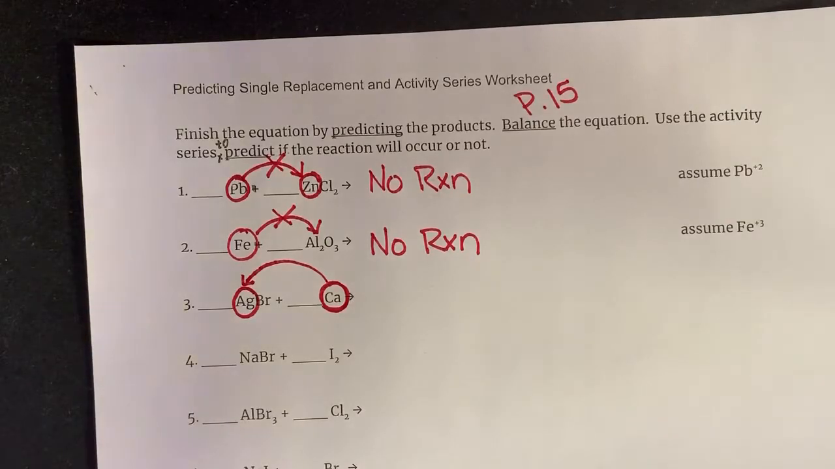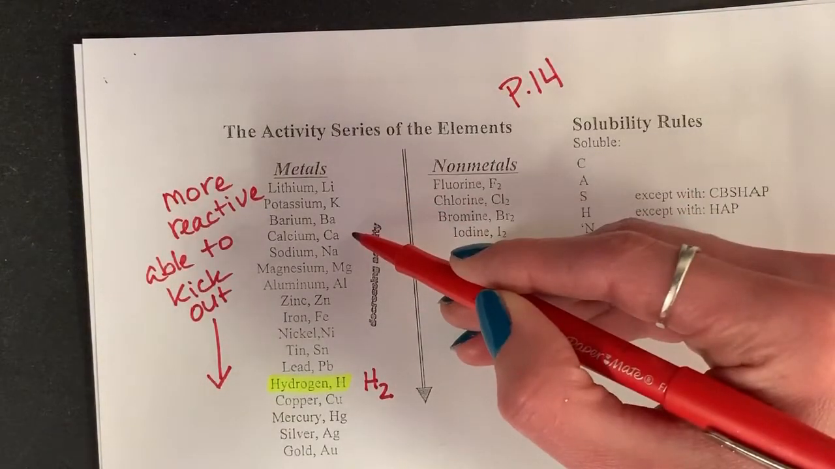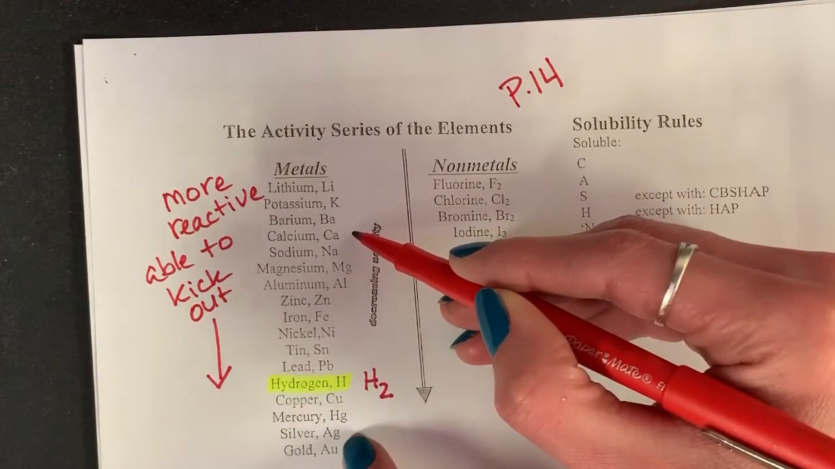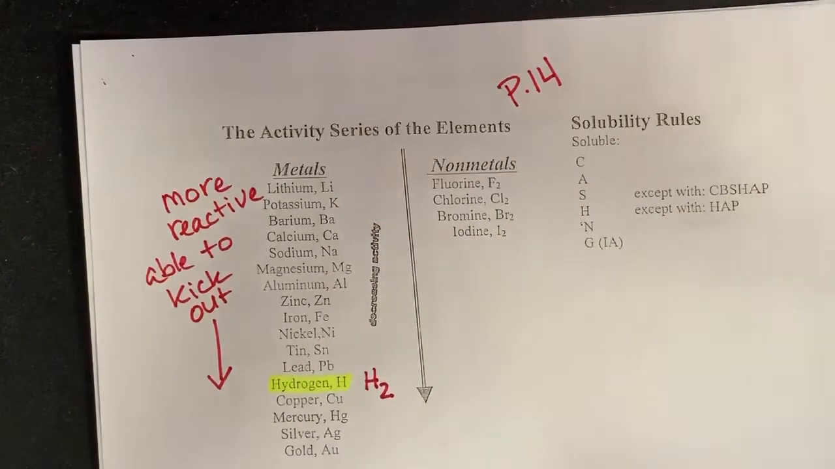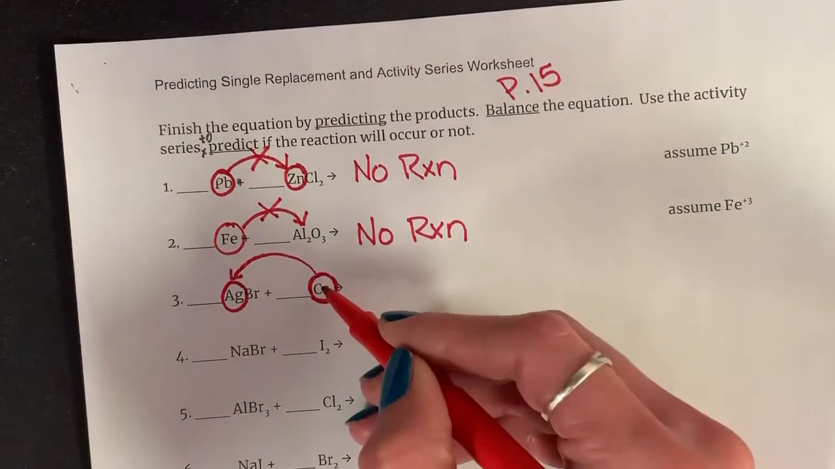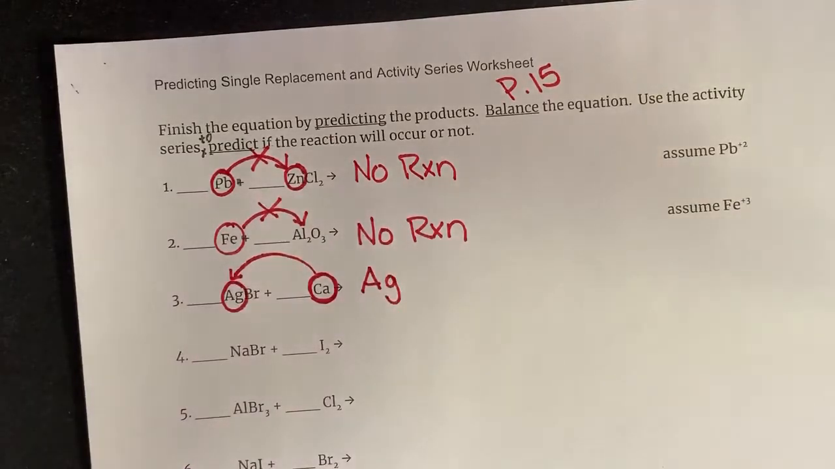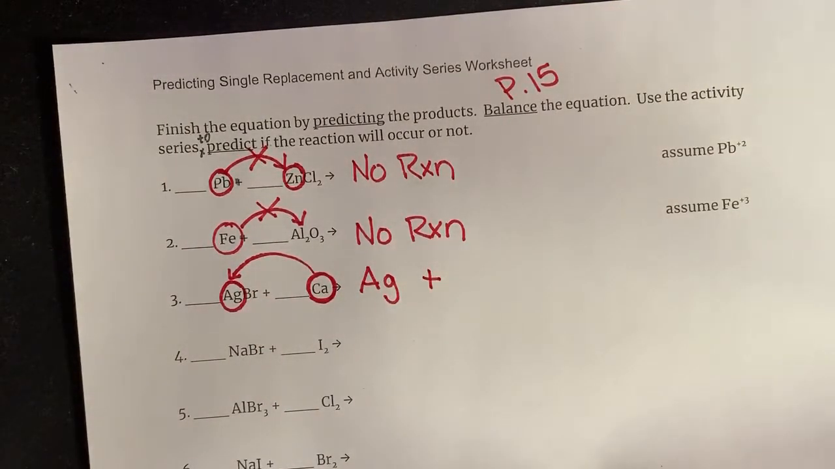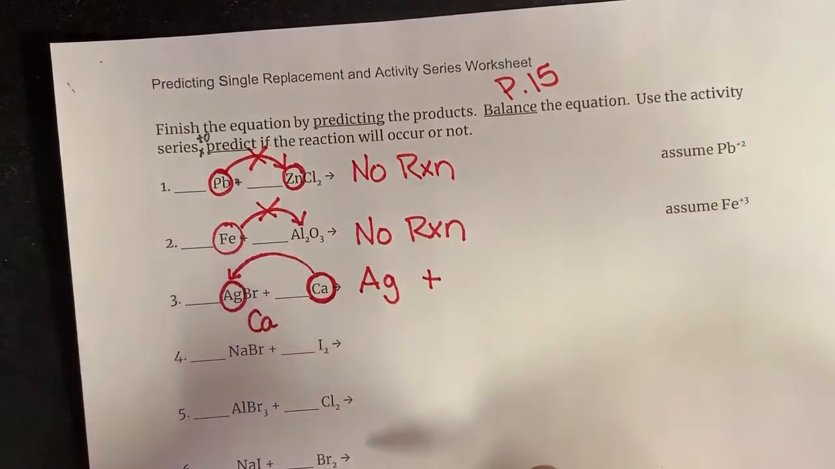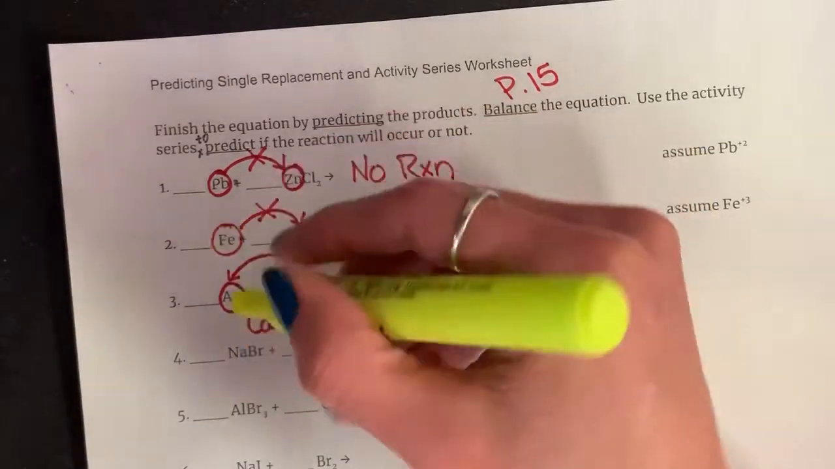So let's look at our activity series. Calcium's here. Silver is all the way down here. Calcium is way more reactive than silver. So what happens? Calcium kicks out silver, and silver goes all by himself as an element. When calcium kicks out silver, he's going to take his place. So calcium was by himself. Now he's going to partner up with Br.